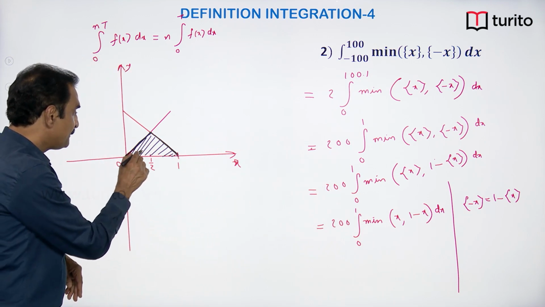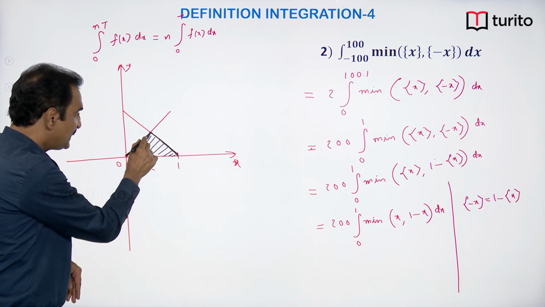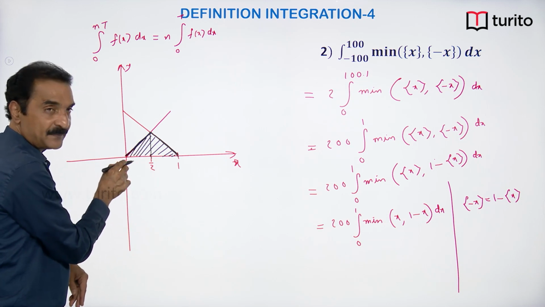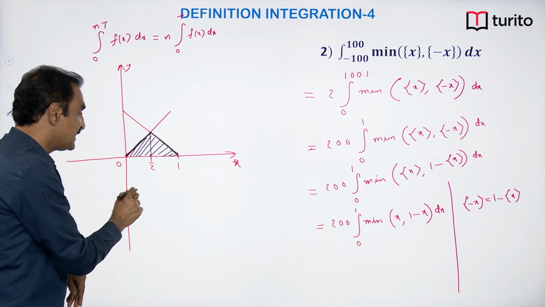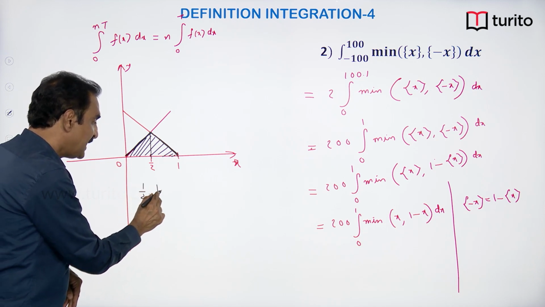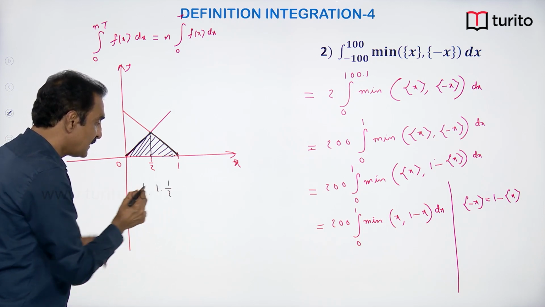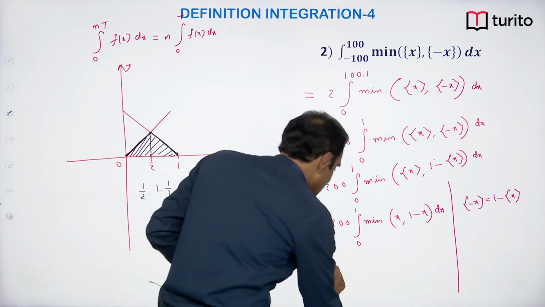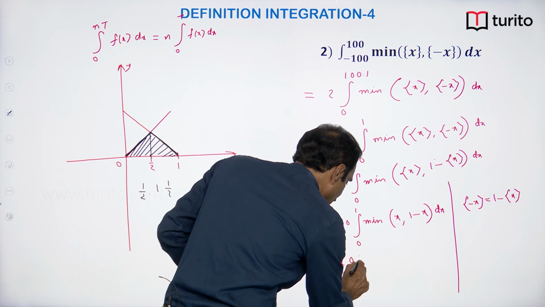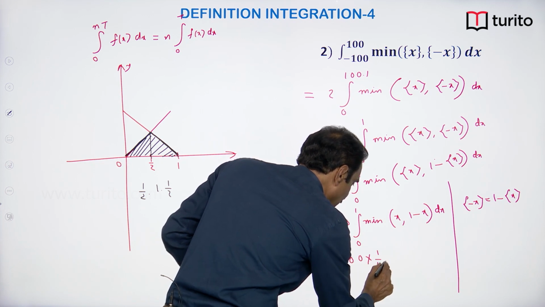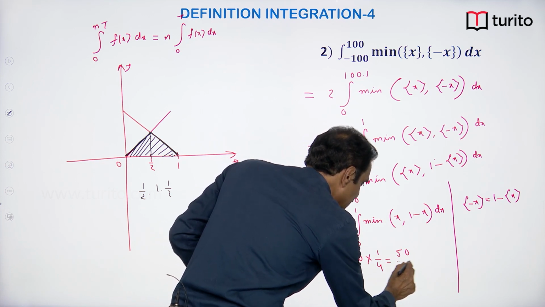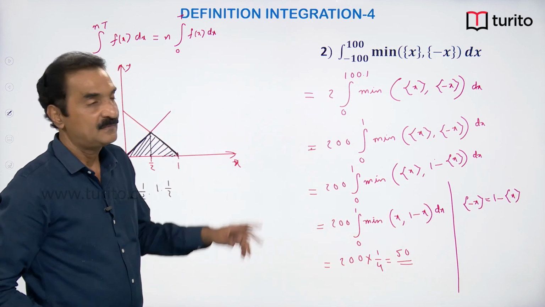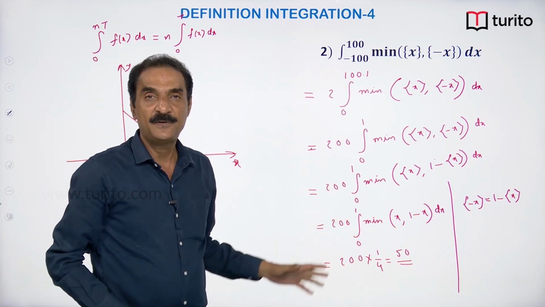What is this area? This is half and this is also half because this angle is 45 degrees. So the area of this triangle is half base into height, 1 by 4. So it is 200 into 1 by 4. Answer is 50. The value of the given integral is 50.